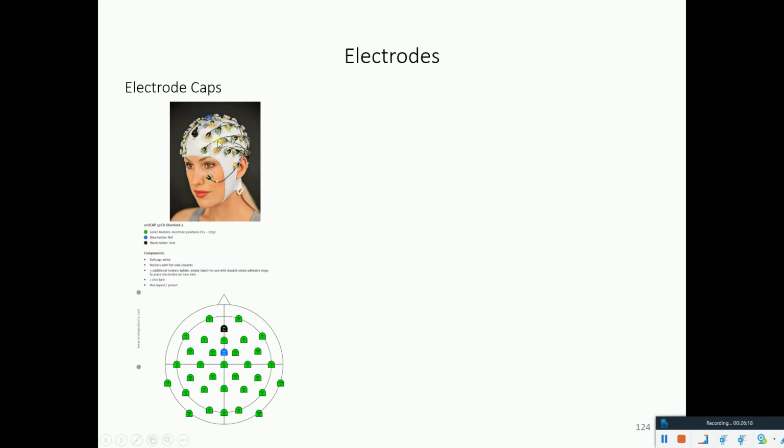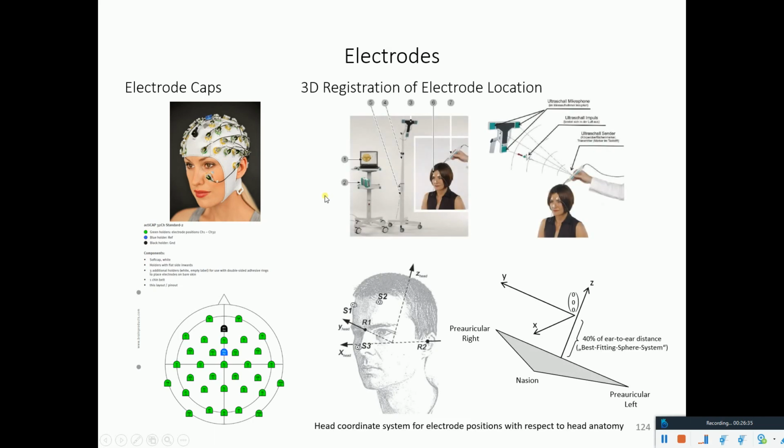Now then you have the electrodes placed in principle according to the system, and then the electrode distances are so that they actually conform to the 10-20 system. Now, that's interesting.